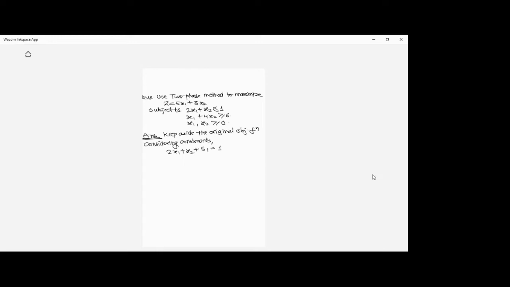Similarly, in constraint 2, we have to remove the inequality, but here the sign is greater than or equal to. So here it will be x1 + 4x2 - s2 + a1 is equal to how much? It is equal to 6. And we can write x1, x2, s1, s2 and a1 are greater than or equal to 0. So this is the case.